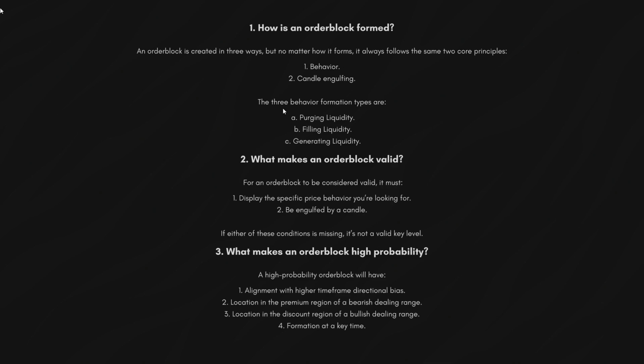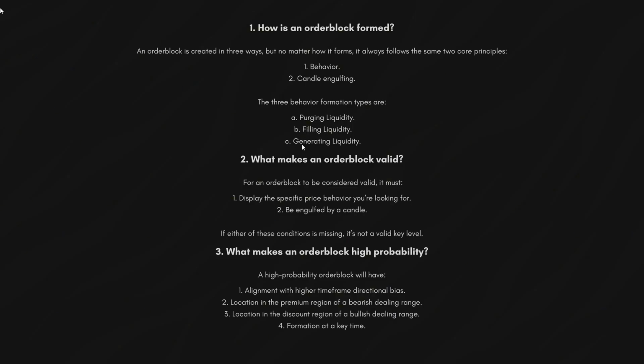Now, the behavior part itself comes in three forms. First of all, purging liquidity, meaning a candle purging liquidity above a high or below a low. When a candle shows that type of behavior, that could lead to it becoming a valid order block. The second behavior is filling liquidity, which basically means testing a key level. So when a candle or a group of candles tests a key level, that is also one of the behaviors that could lead to their formation.